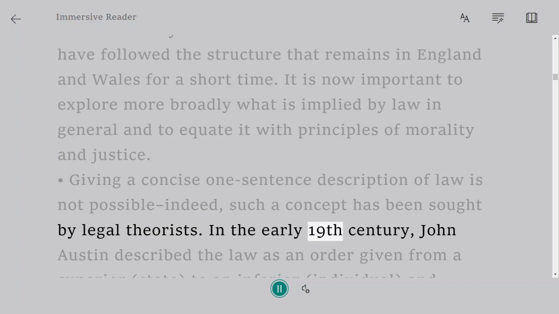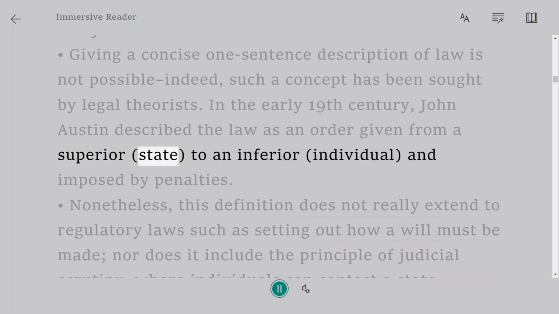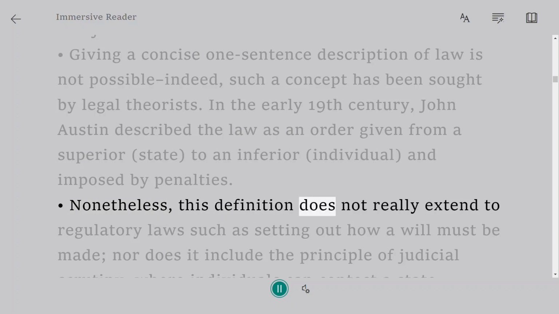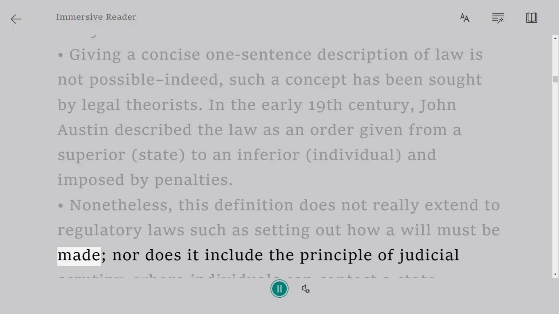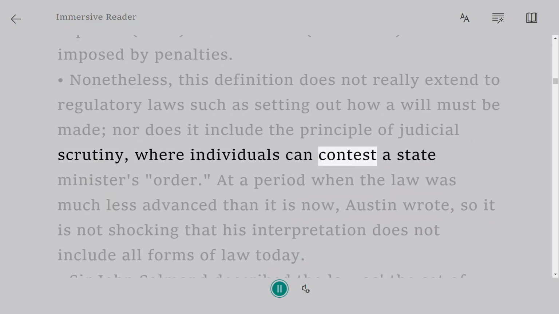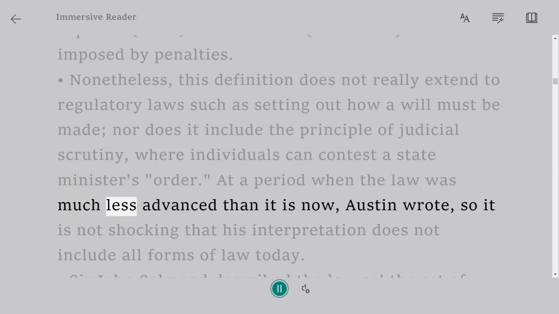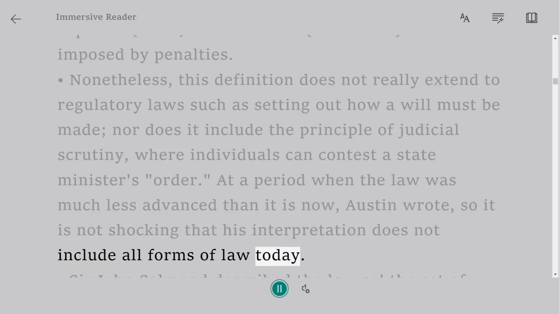In the early 19th century, John Austin described the law as an order given from a superior, the state, to an inferior, the individual, and imposed by penalties. Nonetheless, this definition does not really extend to regulatory laws such as those setting out how a will must be made, nor does it include the principle of judicial review, where individuals can contest a state minister's order. Austin wrote at a period when the law was much less advanced than it is now, so it is not surprising that his interpretation does not include all forms of law today.